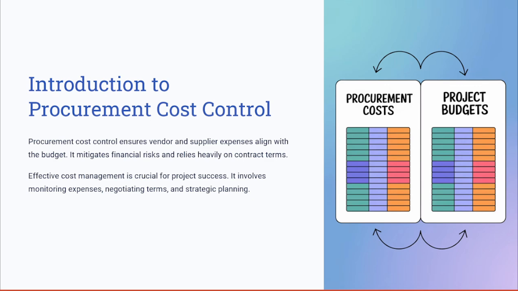For example, let's take a large-scale IT project. Controlling the cost of software licenses and cloud services is vital to prevent budget overruns. A robust procurement strategy aligns these costs with the project budget, ensuring the financial stability of your project.